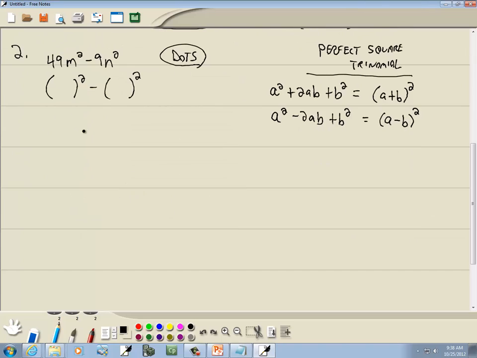Well, first thing we'll look at is 49. Well, 49 is 7 times 7. Then the m squared, m times m gives you m squared. The 9, 3 times 3 gives you 9. And the n squared, n times n gives you n squared. There's actually a formula associated with this, and almost nobody uses the formula. I'll label what's inside the first parentheses as F for first. I'll label what's in the last parentheses as L for last. And our formula looks like this.